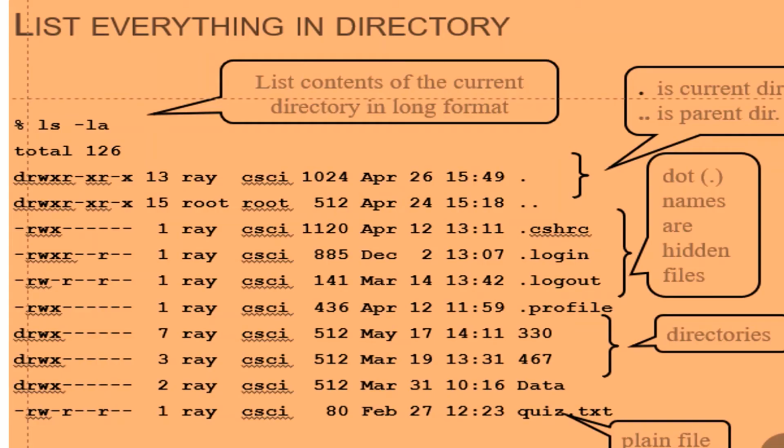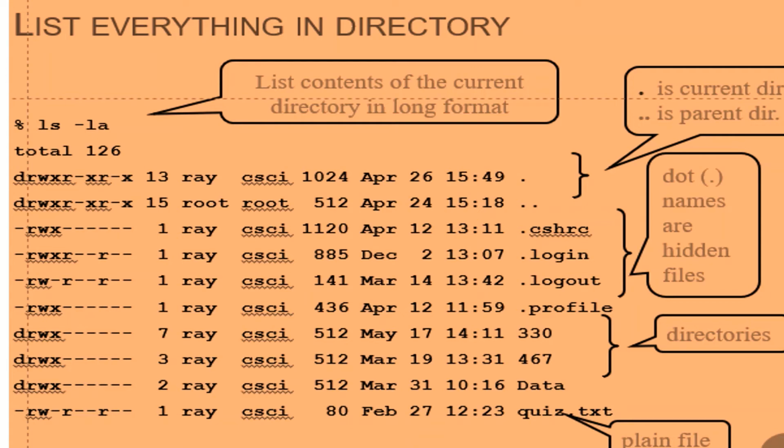Here is an example. We are using different options. ls -la lists the content of the current directory in long format with hidden files. Here total 126 blocks are stored in this current directory, and then single and double dot indicate: single dot indicates the current directory, double dot indicates the parent directory. Here the first one is the current directory, the second one is the parent directory, and then dot with a file name indicates the hidden files which are available in that directory.